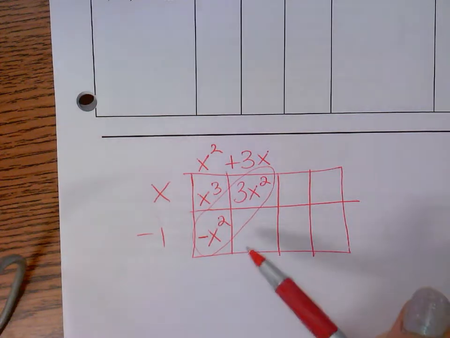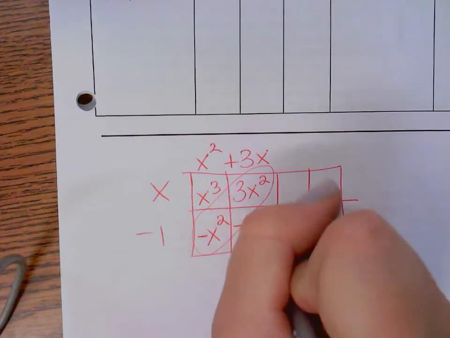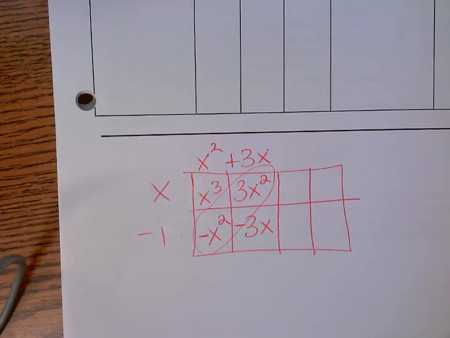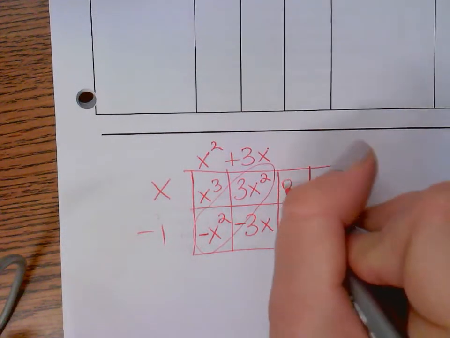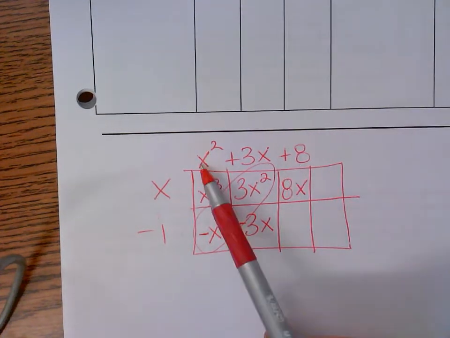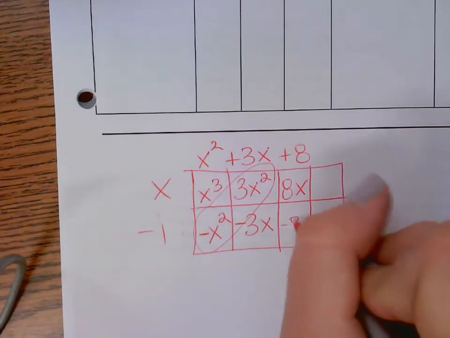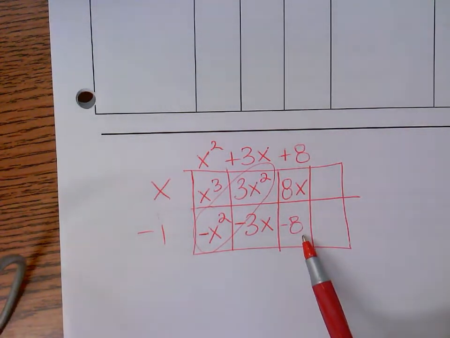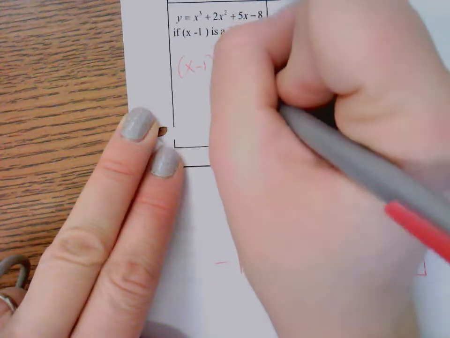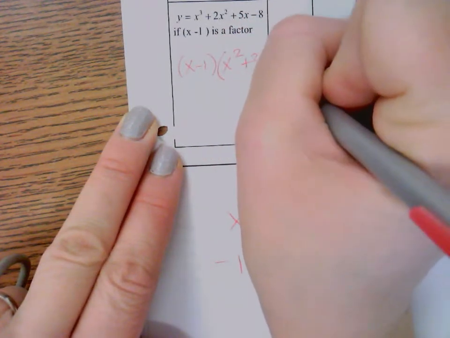So what's going to go in my bottom box? Negative 3x. Now I'm trying to get to positive 5x. So what do I need? Oh, wait a second. I'm at -3. I'm getting to 5. So don't I have to add 8x? All right, so my plus 8 is the last term of my quotient, and voila, I get -8 down here, so there's no remainder. And there shouldn't be a remainder if it's a factor. So this function is really x minus 1 times x squared plus 3x minus 8.